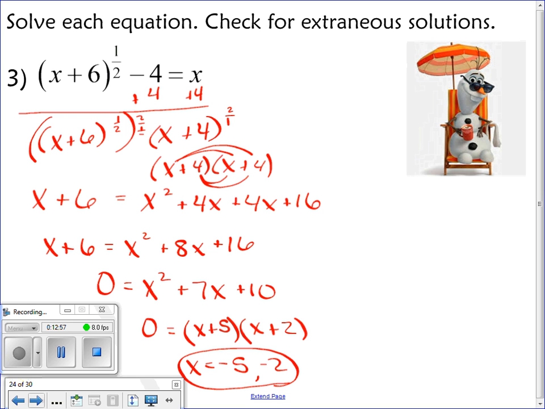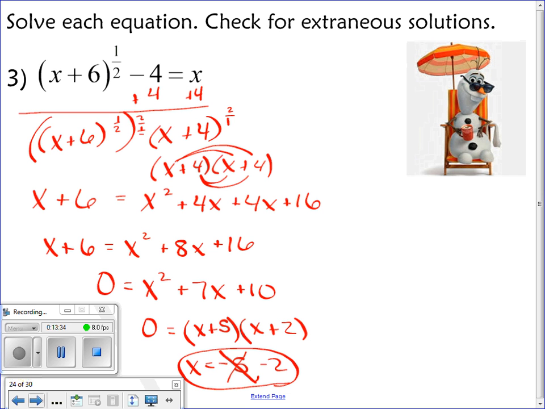Yes, I have to. So when I go to check this, if I plug in -5, what's -5 plus 6? 1. What's 1 to the 1/2 power? It's 1. Minus 4 is -3. No. Definitely not it. That did not work. Yeah, it's extraneous. No, it's just not a good answer. Because if you tell me it works and it really doesn't, then you're wrong.